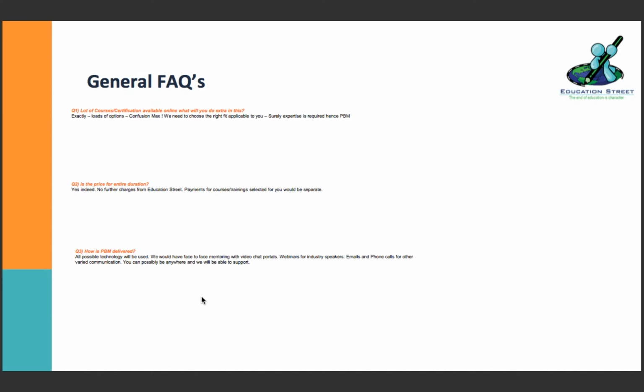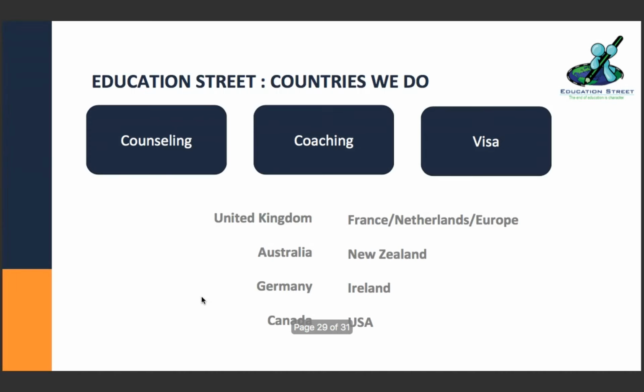The price is going to be for the entire duration. So this is also a question. It is not going to be for each year. It is going to be for your entire bachelor's. And PBM is delivered wherever you are. If you're not from Mumbai, or even if you're from Mumbai, technology is going to play the major role for us to deliver this profile building for you. So I hope that clears it.